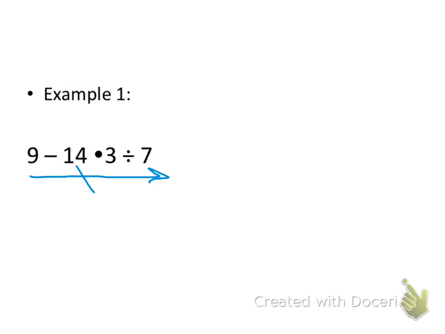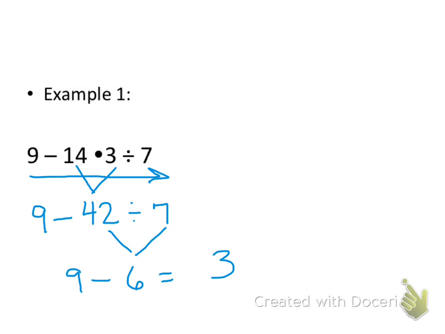That means I'm going to be doing the 14 times 3 first. When I take 14 times 3, I'll get 42. Bring down the rest of the numbers. Now I have subtraction and division, and I will do the division first. So 42 divided by 7 is 6, so 9 minus 6 equals 3. And that's how I get my answer.